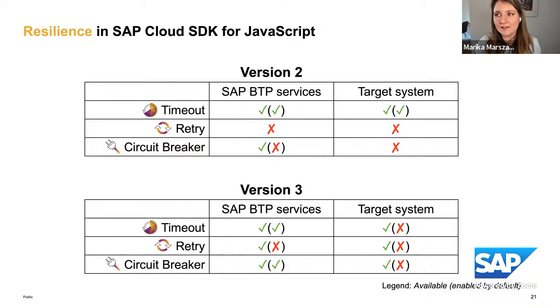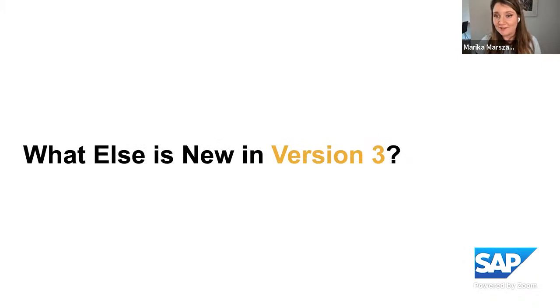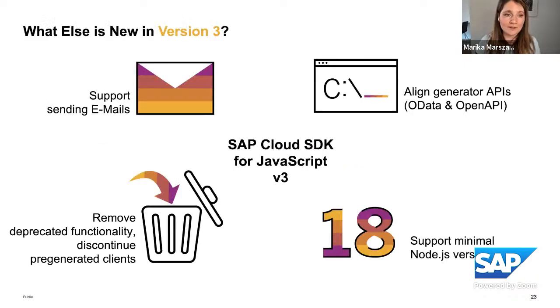So the last thing that I wanted to talk about: what else is new in version 3? We saw the middlewares and the resilience, which is basically the heart of version 3, I would say. So the biggest new feature, but we also have some other things. For example, sending emails through the SDK.